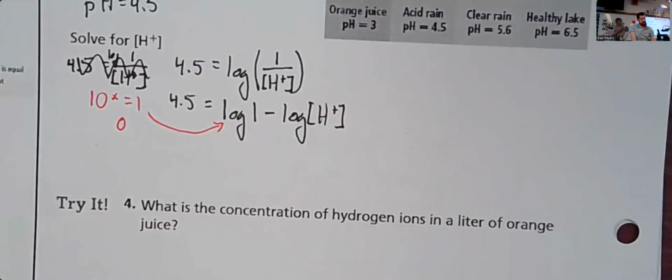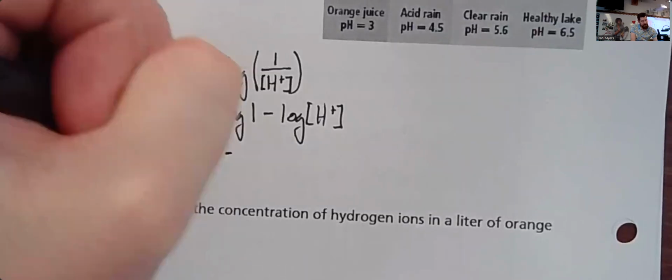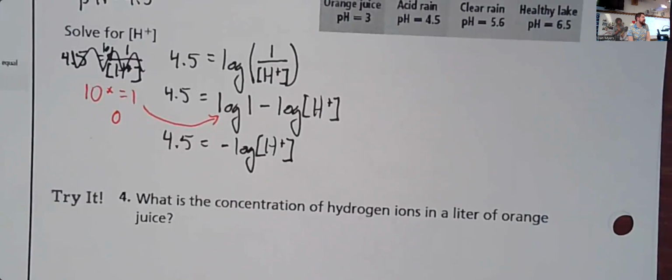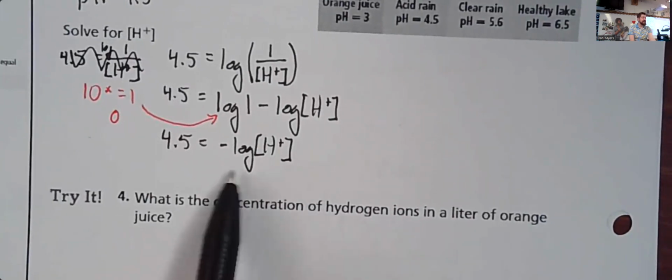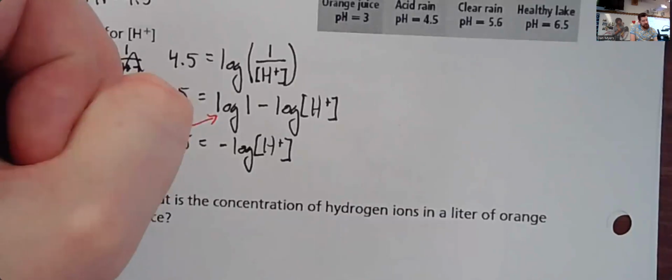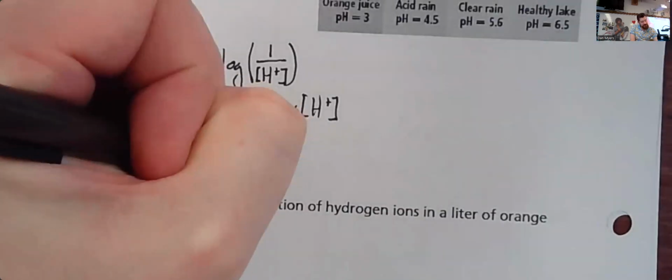So that's going to be 4.5 equals opposite log h plus. By the way, we're solving for h plus, okay? So that means we need to get this logarithm isolated first. So we still need to get rid of that negative. So if we divide both sides by a negative, that'll be negative 4.5 equals log of h plus.